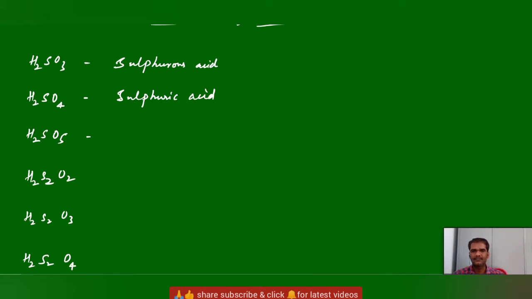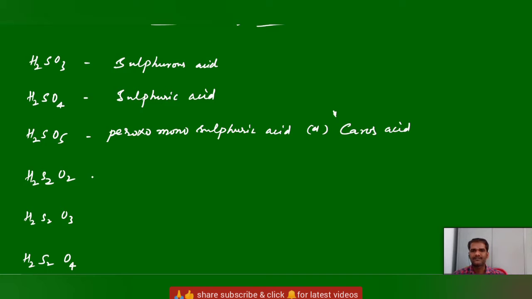H2SO5, we have one peroxide linkage here, peroxomonosulfuric acid. It looks like the sulfuric acid structure with one peroxide linkage. Peroxomonosulfuric acid is another very important one, it is also called Caro's acid. The name is very important, you should keep it.